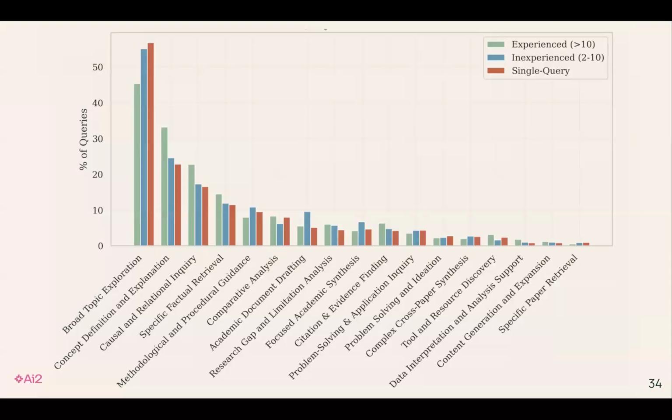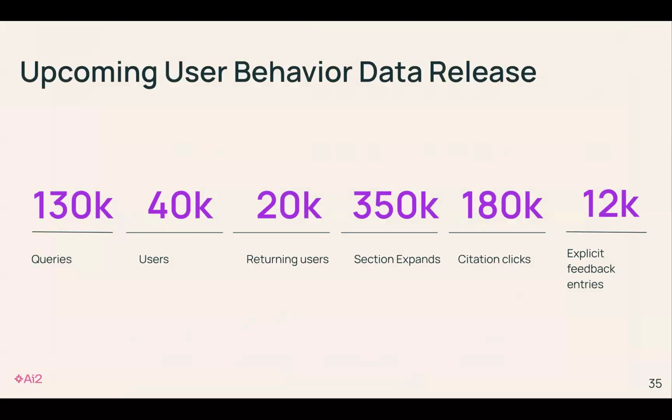Here's just a little bit about the kinds of questions people ask. Depending on their experience level, the most experienced users tend not to ask these broad questions like, what is deep learning? They ask less of those and more, asking for specific concept definitions or causal and relational things. So we're still digging into this data and hope to do a lot more. This is a little bit about the amount of data we've gotten so far, and we're going to package this up and release it, we hope in the next month or two. These are people who explicitly opted in to having their data be shared.